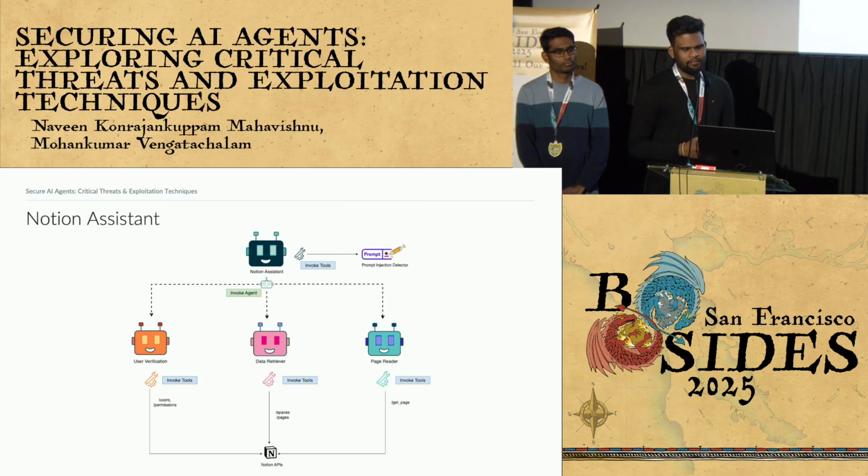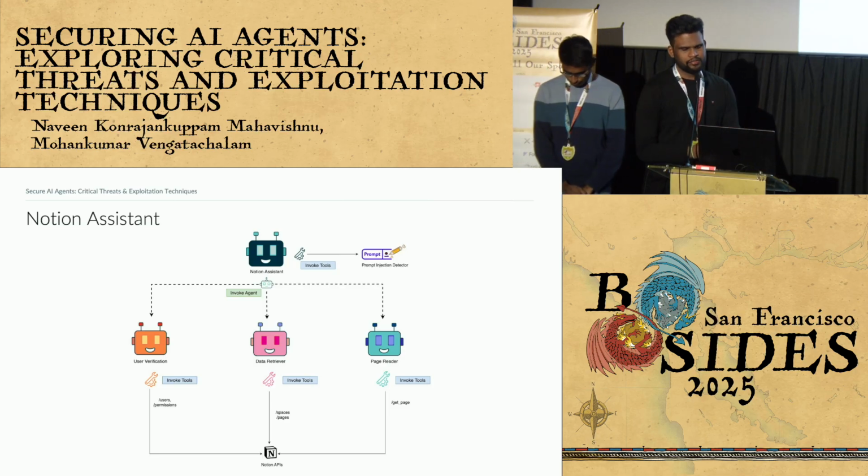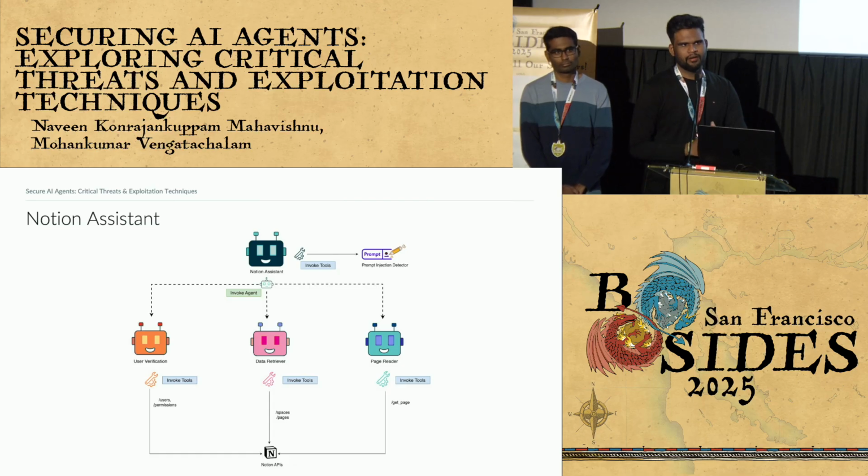So we have this parent agent called Notion Assistant, which has its own tool called Prompt Injection Detector, and then it talks to a collection of subagents: user verification, data retriever, and page reader. Basically, the user interacts with this Notion Assistant, which acts as the primary agent, and all the other agents are secondary agents in this scenario.